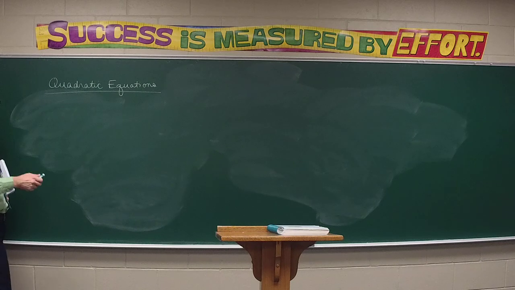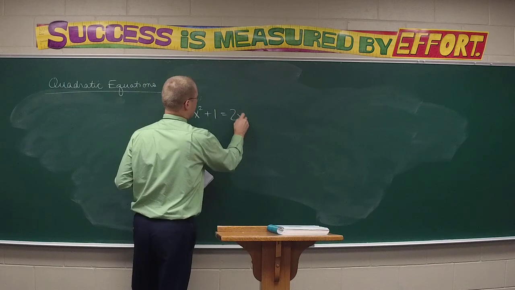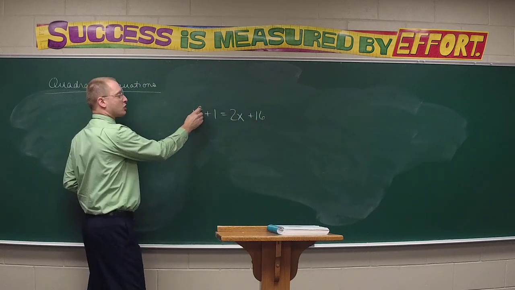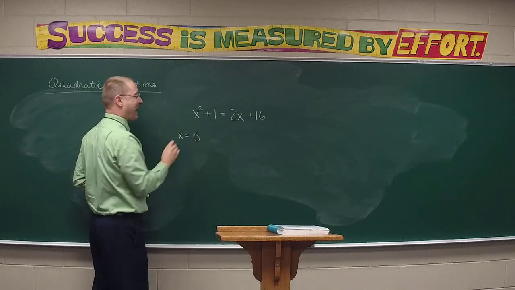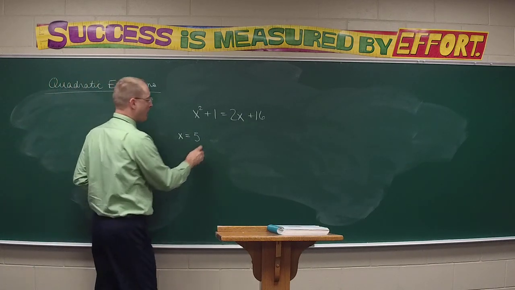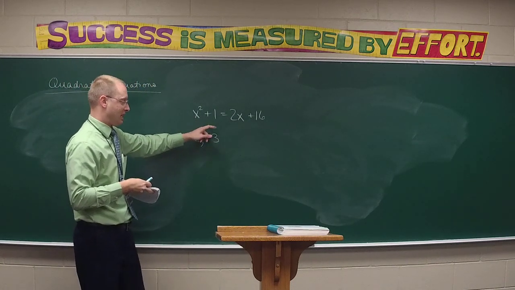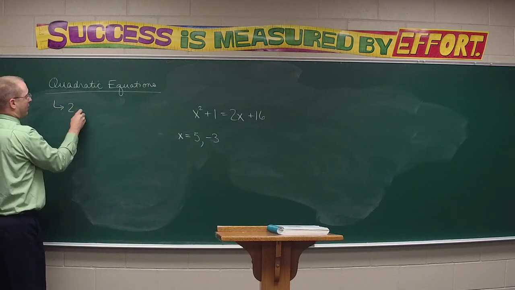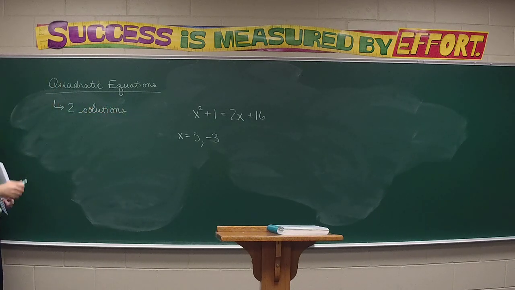Quadratic equations, those are some things you should remember. A quadratic equation would be something like this: x squared plus 1 equals 2x plus 16, for instance. And what's interesting is, because of the x squared here, you have two solutions to the quadratic. If x is 5, then this is a true statement: 25 plus 1 equals 10 plus 16. But it's also going to be true if x equals negative 3. Because 9 plus 1 is 10, and negative 6 plus 16 is 10. So we get two solutions. That's the first thing I want you to write down for quadratic equations, is that you will have two solutions.